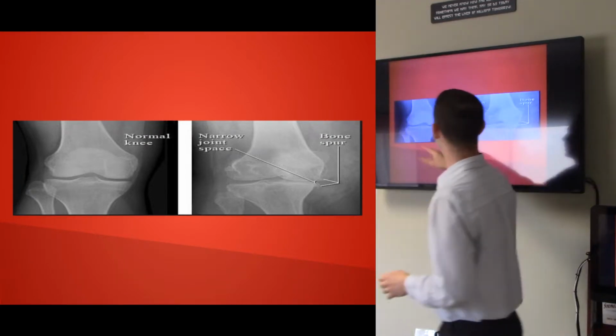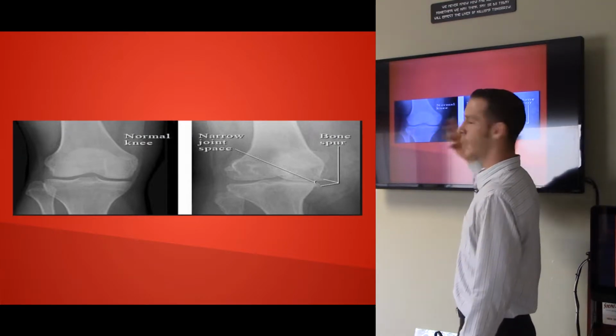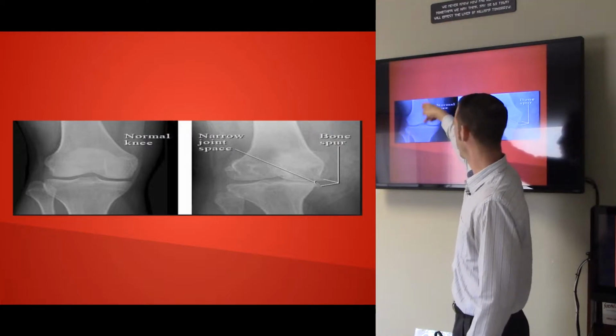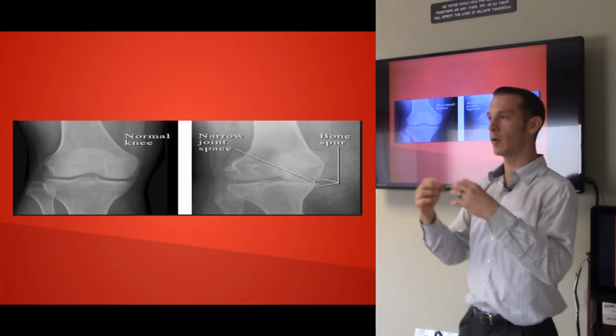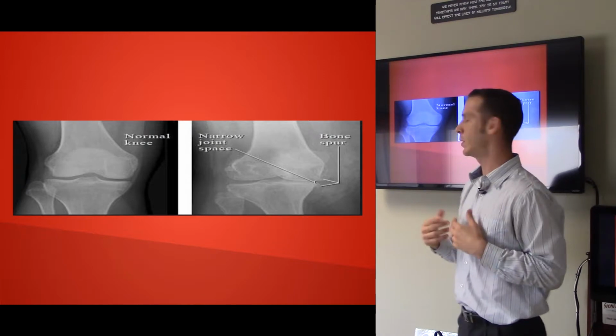Now if we look at this, this is a normal knee. The things we're looking for, particularly when we're talking about osteoarthritis, are the spaces between the bones. So again, this is the femur and this is the tibia. Those spaces should be generally even, right? Roughly even, okay? There should be spaces between the bones.